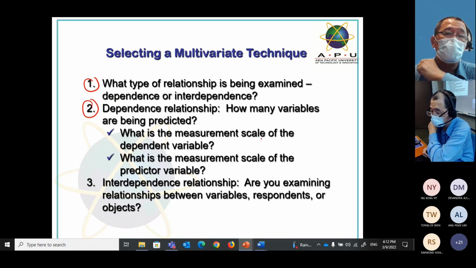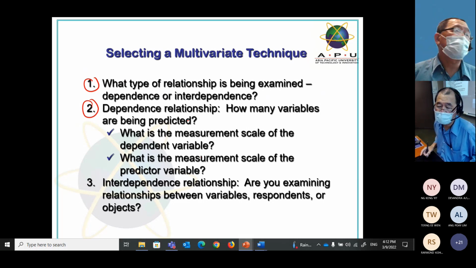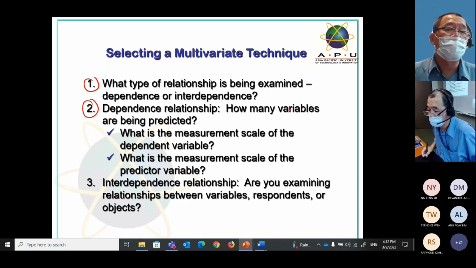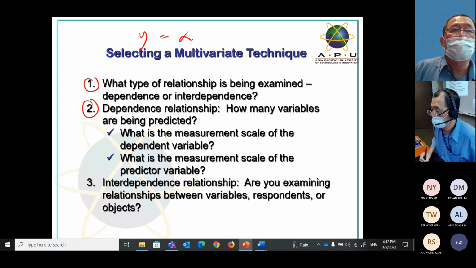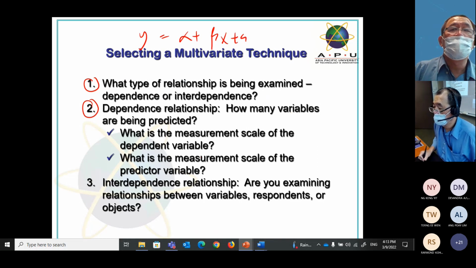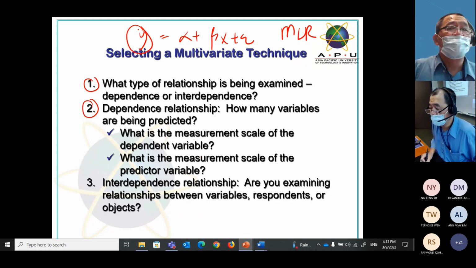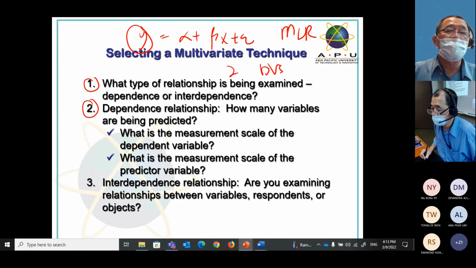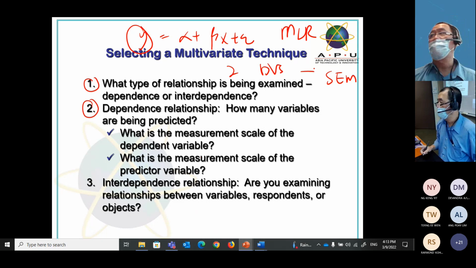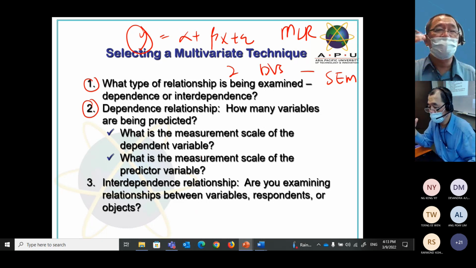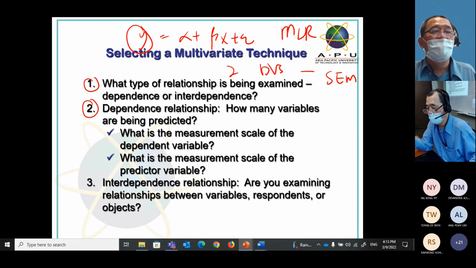For the dependence technique, how many variables are being predicted? It means how many dependent variables you have. Can be one, can be two. For multiple linear regression, you must have only one dependent. Let's say you have two dependent variables, then you may consider structural equation modeling. Therefore, you must know your research objective, what you want to do with the data.